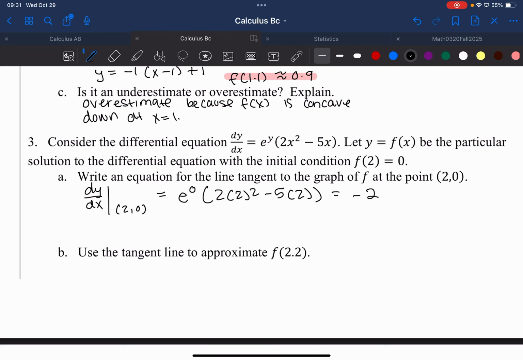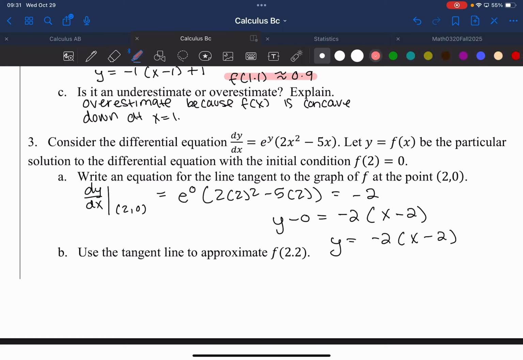Okay. Remember, this is our slope. And if we have our point and our slope, we can now write our tangent line. So this is going to be y minus 0 is equal to negative 2 times (x minus 2). Okay. And do we need the minus 0 next to y? Nope, so this is just y is equal to negative 2 times (x minus 2). So this is our tangent line.